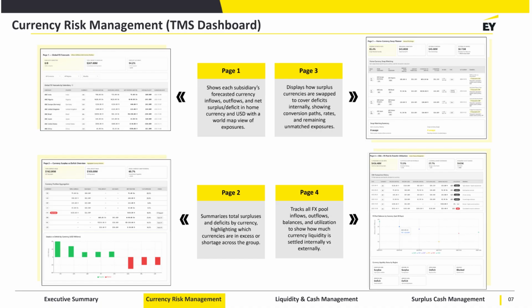On page 2, we find a summary of the total surpluses and the deficits of various subsidiaries by currency, along with a highlight for which currencies are in a surplus and which are in a deficit. On page 3, we see the display of various surplus currencies and how they are used to fill deficits for the currencies which are currently in the red. And on page 4, we track the overall foreign exchange pool and the various transactions that occur in order to match foreign exchange surpluses to deficits.